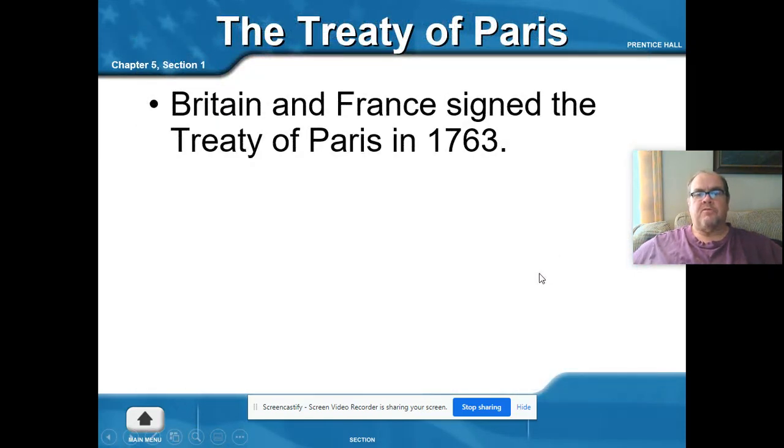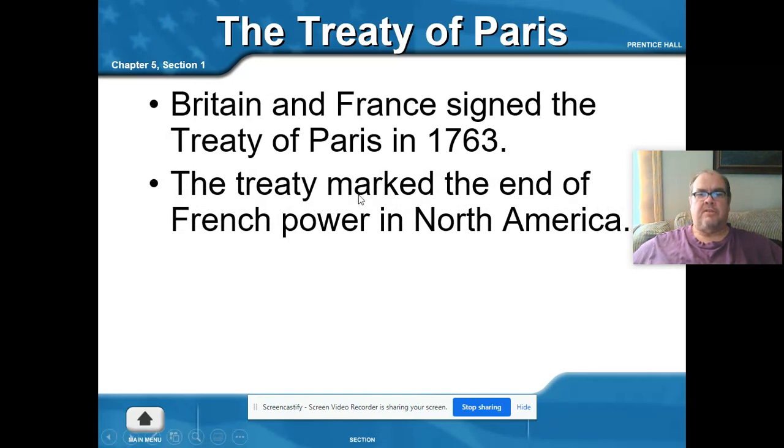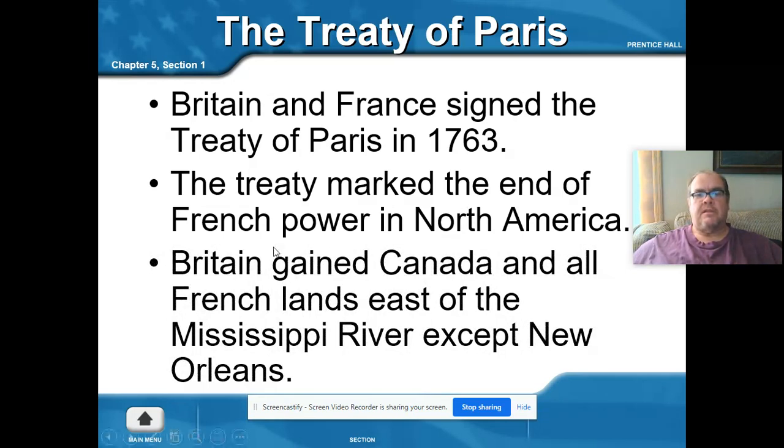Now, the Treaty of Paris was signed in 1763. Notice it's about 4 years later, but things move slower once the fighting starts, because they have to negotiate new boundaries. And this treaty marked the end of French power in North America. They gave up all of their land in North America. The British gained Canada and all the French lands east of the Mississippi, except for New Orleans, which went over to the Spanish.